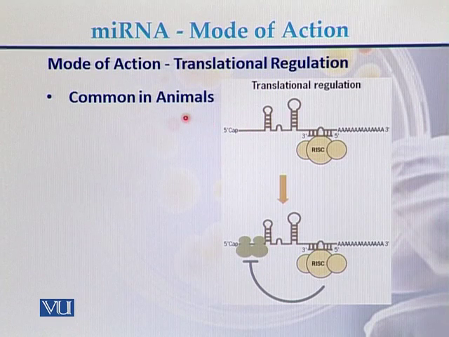The second mode of action of miRNA is in the form of translational regulation. In this case, it is usually seen in the animals that there is a regulation of the translation of the proteins. Once the RISC complex attaches to the messenger RNA, then it does not allow the production of the protein from the messenger RNA. So in this way, the miRNA controls the translation in the animals.